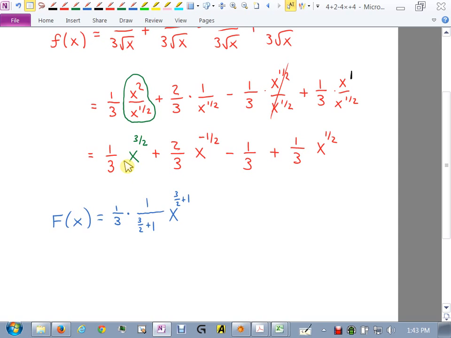Now you get to a point after you've done enough of these where you don't have to write all the detail down. Where you just sit here and you look at it and you say, okay, when I add 1 to that, it's going to be 5 halves, isn't it? 1 over 5 halves is 2/5. 1/3 times 2/5 is 2/15. And you're doing it all mentally. The sooner you get to that point, the easier Cal 2 is going to be.